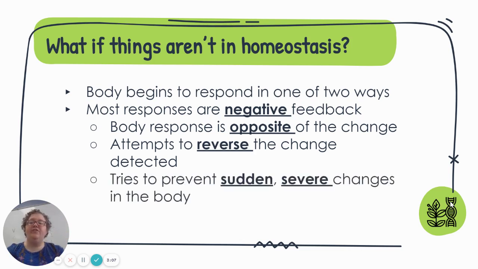The goal of negative feedback is to prevent sudden and severe changes in the body. They don't want things to change super drastically, right? If they notice a change starting to happen, they do the opposite to try to bring it back down to where it should be.